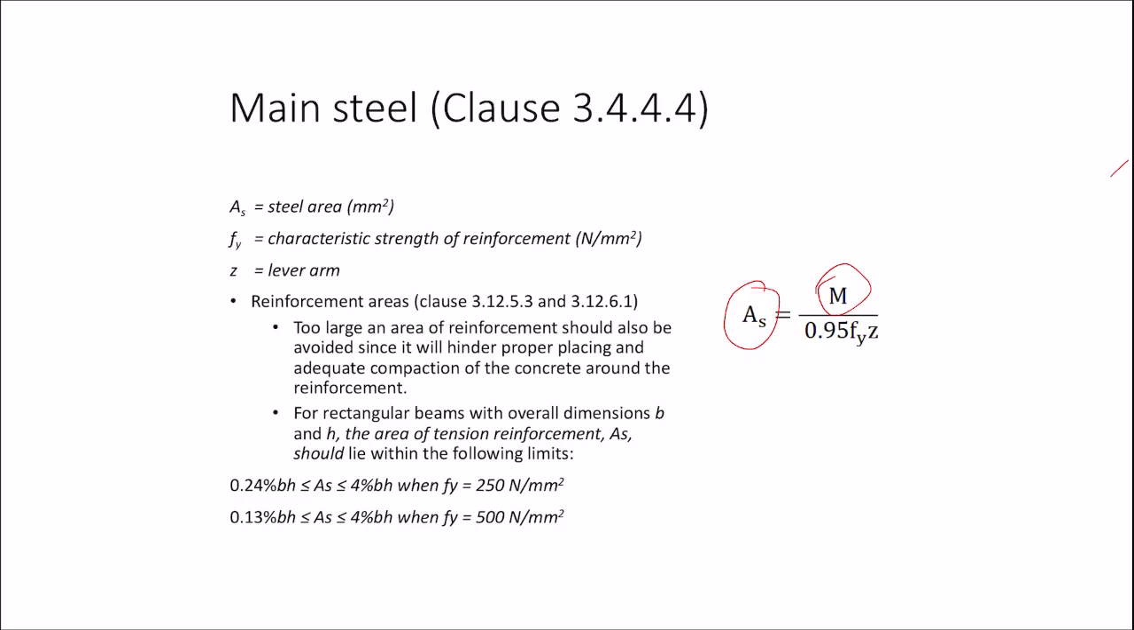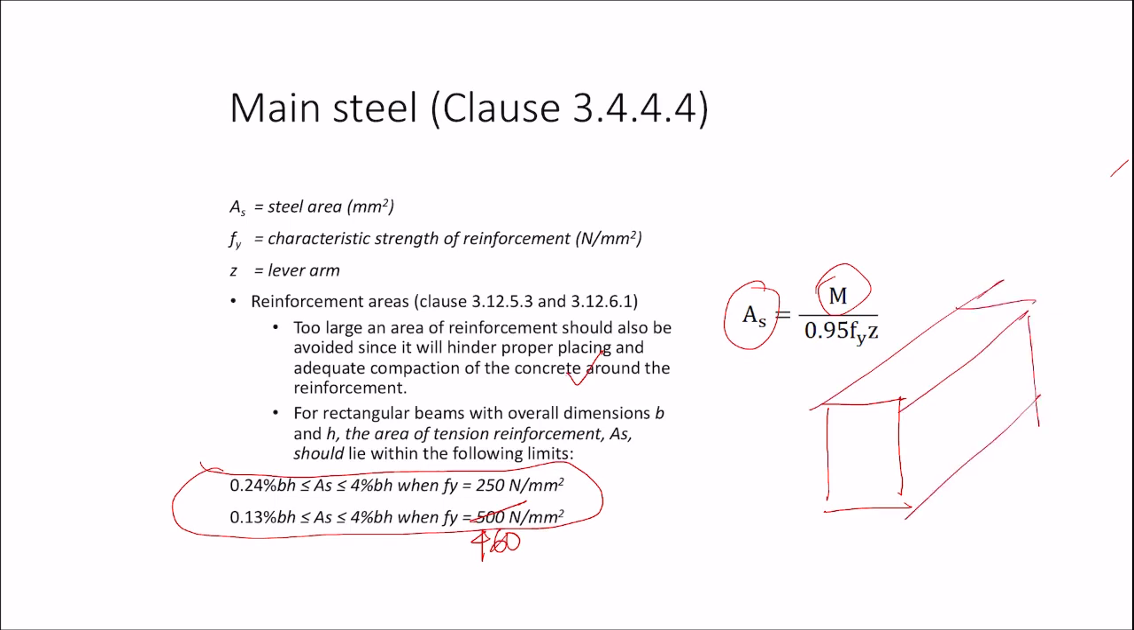Reinforcement clause. Too large an area of reinforcement should also be avoided since it will hinder proper placing and adequate compaction of the concrete around the reinforcement. For rectangular beam with overall dimension B and H, the area of tension reinforcement AS should lie within the following limits. So AS limit dia inilah. So kalau Fy dia 250, ini bukan 500, ini 460. Apa maksud dengan ayat di sini? Okay, maksudnya, for example, you have this kind of beam.